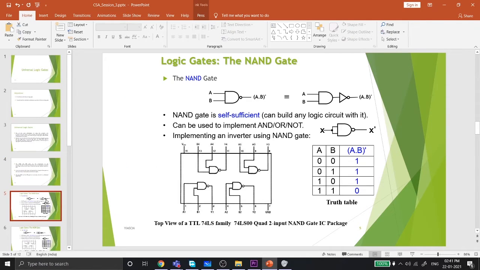So the NAND gate. This is the circuit or the symbol for the NAND gate. A, B, and output A dot B complement, which is equal to an AND gate followed by a NOT gate, which is also A dot B complement. The NAND gate is self-sufficient, you can build any logic circuit with it. It can be used to implement AND, OR, NOT gates. This is a circuit for implementing an inverter using the NAND gate.